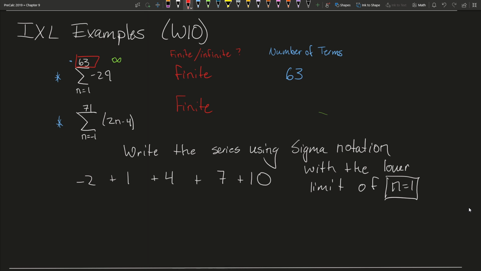And then it asks for the number of terms. Now, if our lower limit was 1, we would have 71 terms. But it's negative 1, right? So on our number line, we know from 1 to 71 is 71. But there's a 0 term now and a negative 1 term. So we're adding 2 terms. So we get 73. Okay, so we have to be careful about where our lower limit is actually starting.